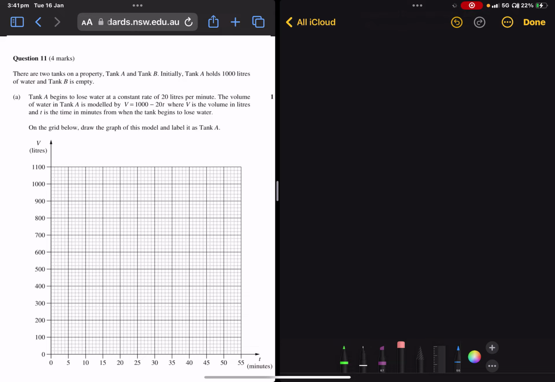Alright, so here we're going to have a look at question 11. Now this question is from the Advanced Maths 2020 HSC paper. This is the first non-multiple choice question.